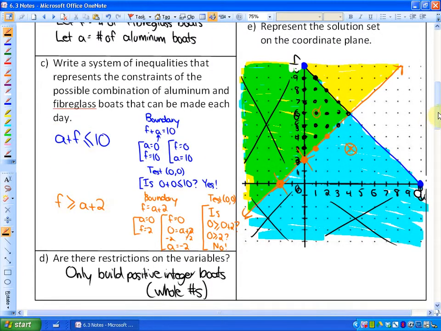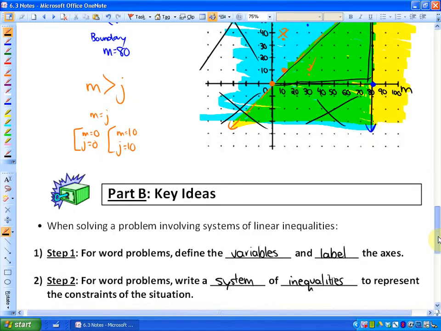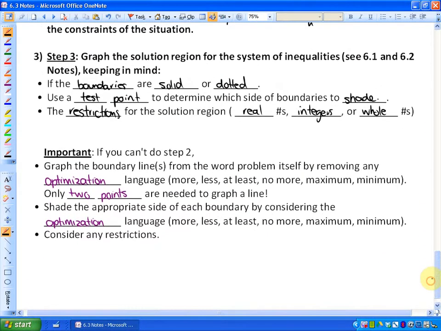If you can't do that, what you could do is do it the non-mathematical way, which is graph the boundary lines from the word problems itself by removing any optimization language. So take out the word more, less, at least, no more, maximum, or minimum, and you can find out your boundary, and you only need 2 points to graph a boundary line. Then you should shade the appropriate side of each boundary line by considering the optimization language. So consider which side of that represents the more, less, at least, no more, maximum, or minimum. And finally, consider any restrictions.